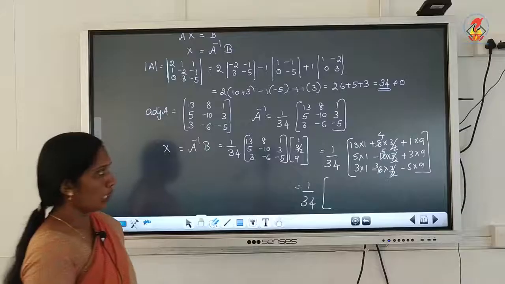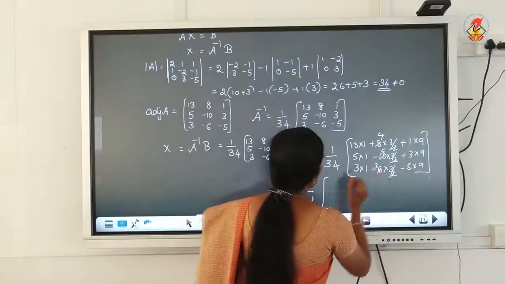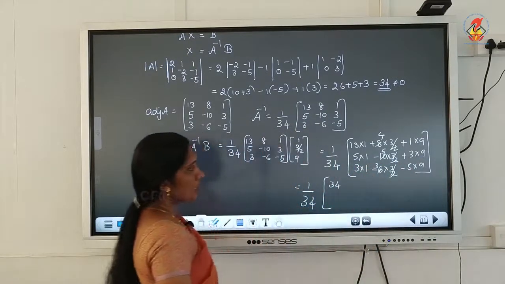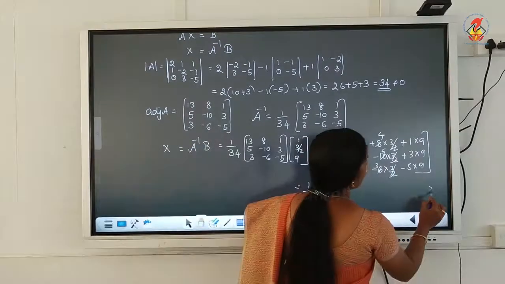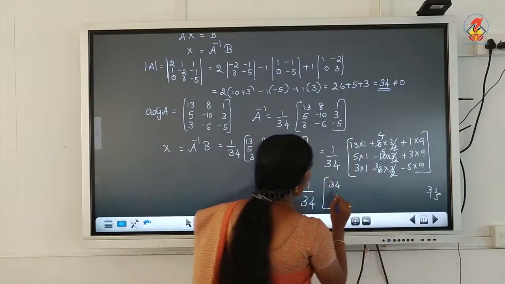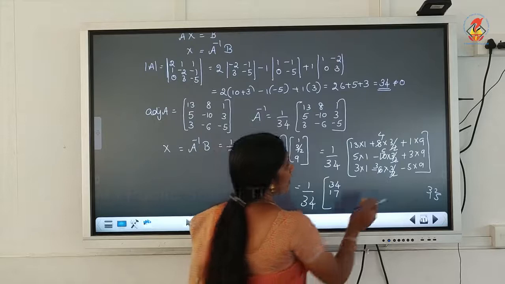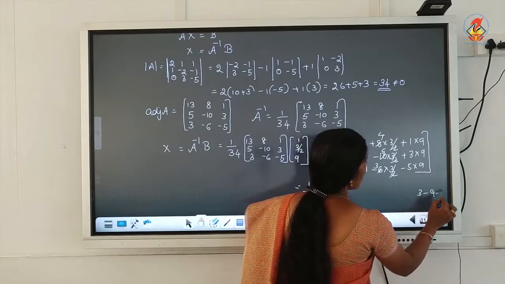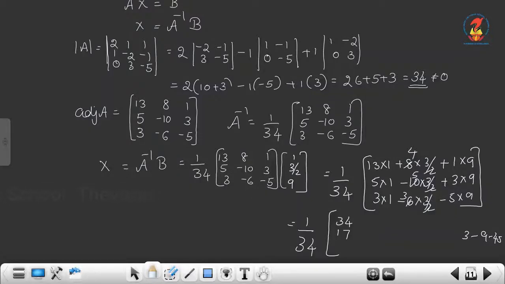13 plus 12, that is 25. 25 plus 9 is 34. 27 plus 5 is 32. 32 minus 15 is 17. Now the last element is 3 minus 9 minus 45. 45 plus 9 is equal to 54. 54 and minus 3 is 51. That is minus sign. Okay.